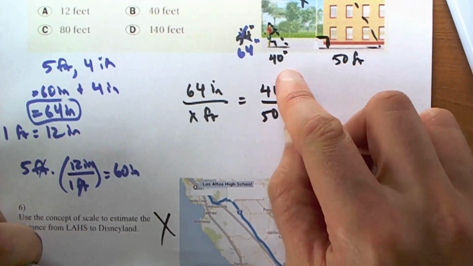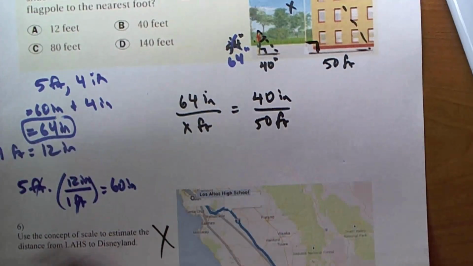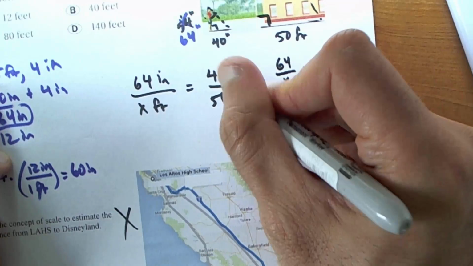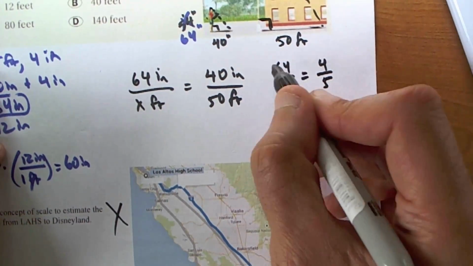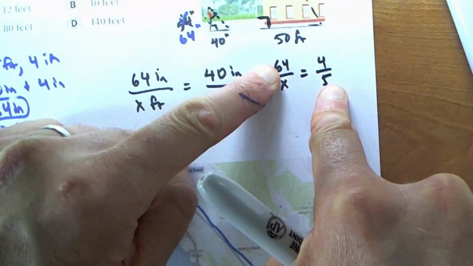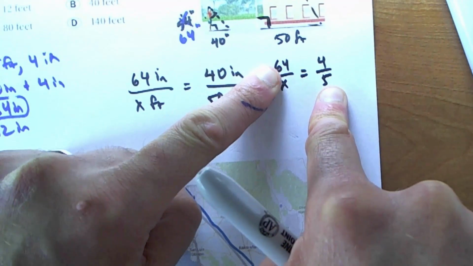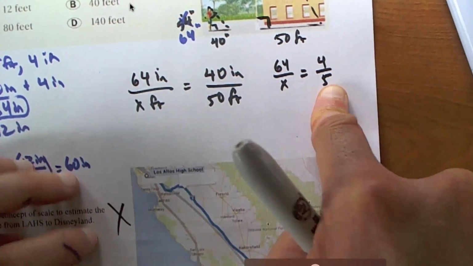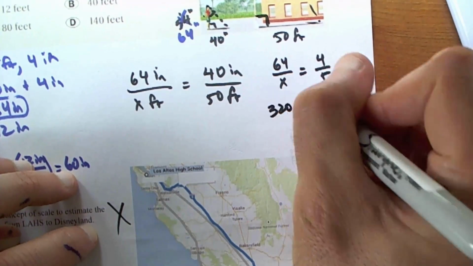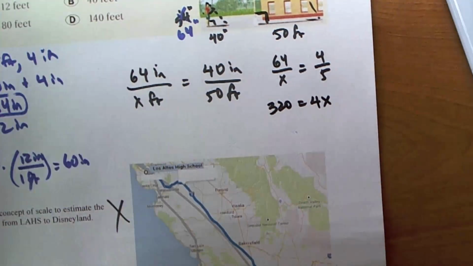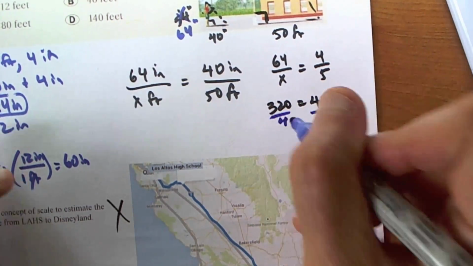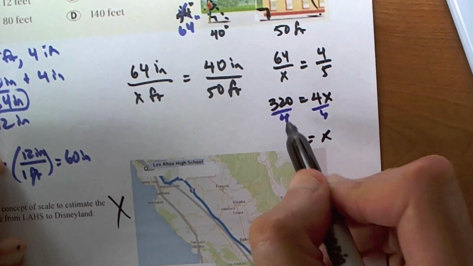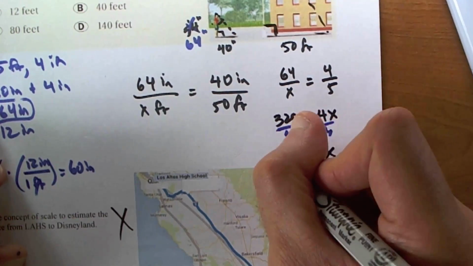Now, because I have 40 over 50, I could simplify that to be 4/5. I'm just going to drop the units just so I can see it a little bit easier. 4/5, divided by 10 over 10. All right, let's go ahead and cross multiply. 64 times 5. Let's see, 60 times 5 is 300, right? Because 6 times 5 is 30. 4 times 5 is 20. So 320, right? 64 times 5 is 320 equals 4x. And I divide both sides by 4. And let's see, x is going to be, well, 32 divided by 4 is 8. So 320 divided by 4 is 80.